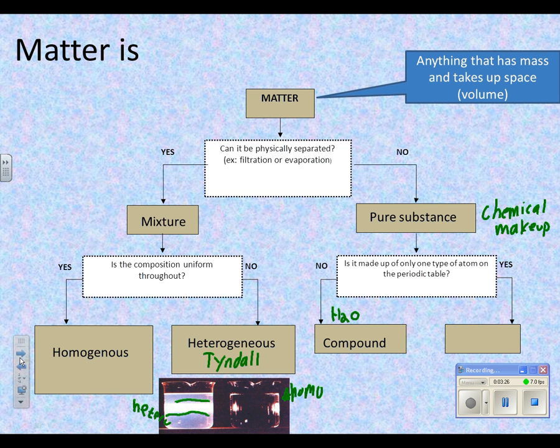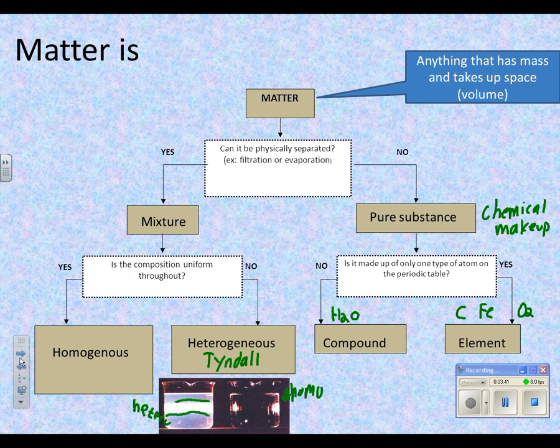If it's only made up of one type of element, it's called an element, obviously. So here we can have O2, or we can have iron, or carbon. Those are all simply elements. Those are the easiest ones to find and identify.